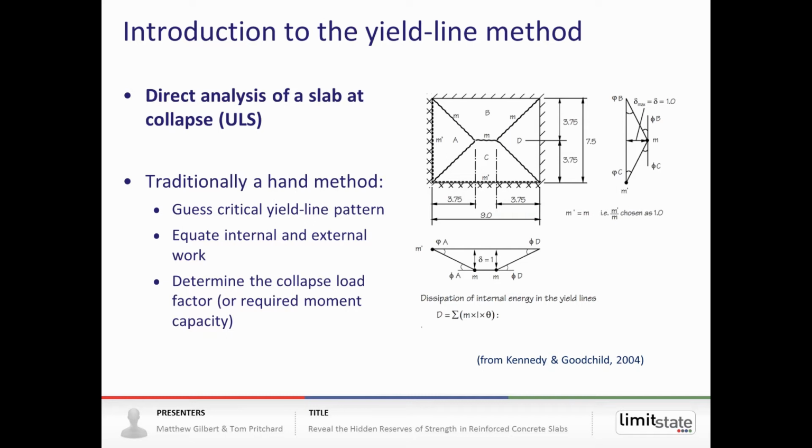and what you might need to do is iterate, so try a number of different collapse mechanisms, and what you wanted to do was to make sure that you had a safe result, so you would be choosing the lowest load factor or the highest required moment capacity, depending on how you pose the problem.